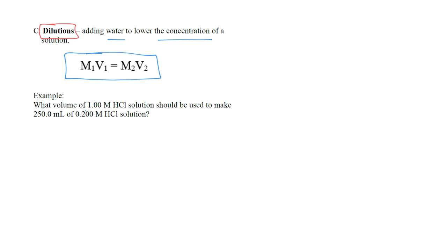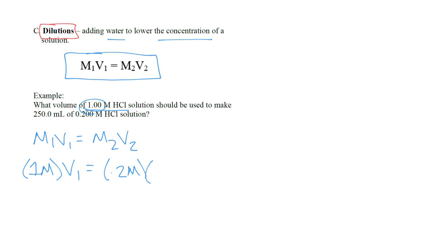It says what volume of 1 molar HCl should be used to make 250 milliliters of 0.2 molar HCl. So I'm starting with 1 molar, so that's going to be my M1. I want to figure out what volume of that I need. And I'm trying to make a solution that has a molarity of 0.2, and that volume is 250 milliliters. I can go ahead and solve for V1, and that gives me 50.0 milliliters of 1 molar HCl.